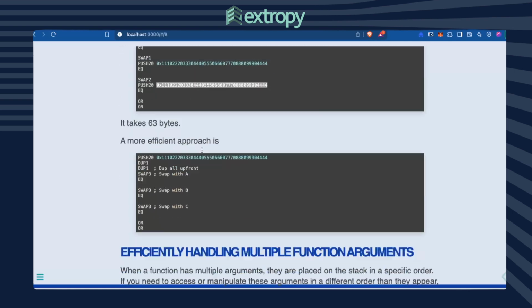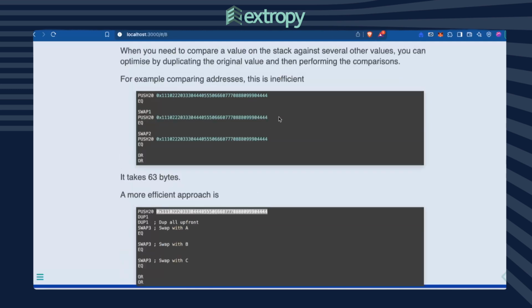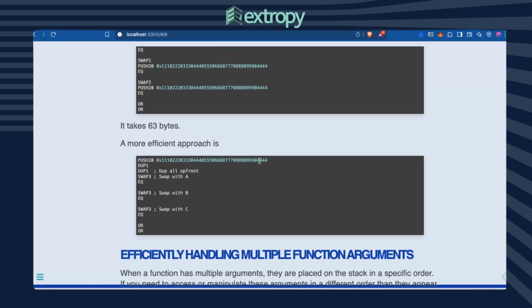This is a more efficient way of doing it, because in this one you're introducing the same address 3 times, and checking it against whatever it is. But with this one, what you do is put it on the stack, then duplicate it, and then do swapping, to swap with some other values that you're comparing it with. And so you don't have to do the push 20 again.